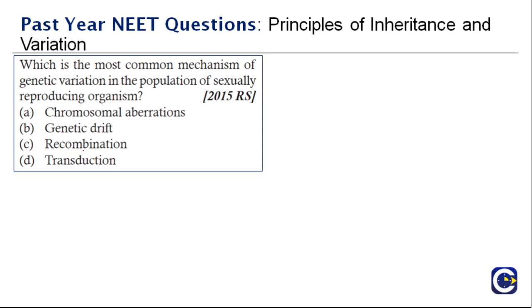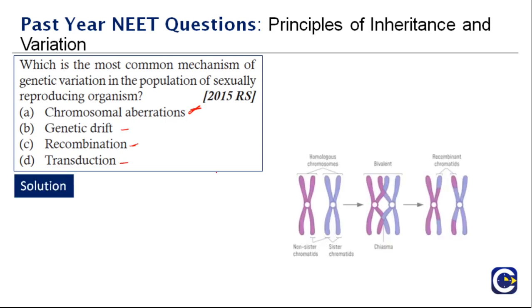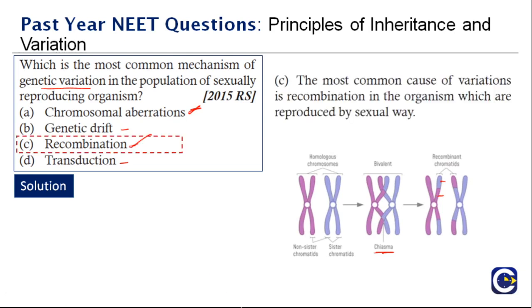Which is the most common mechanism of genetic variation in the population of sexually reproducing organisms? Is it chromosomal aberration, genetic drift, recombination, or transduction? What causes more variation is the process of recombination. This is how the chiasma is formed, and this is how recombination takes place. You can see here the difference between the blue and the violet. This causes recombination. So the most common mechanism of genetic variation in sexually reproducing organisms is recombination. So the correct answer is C.